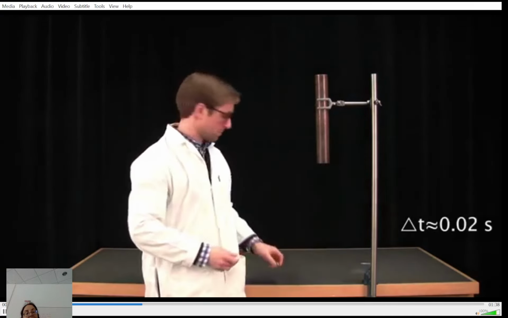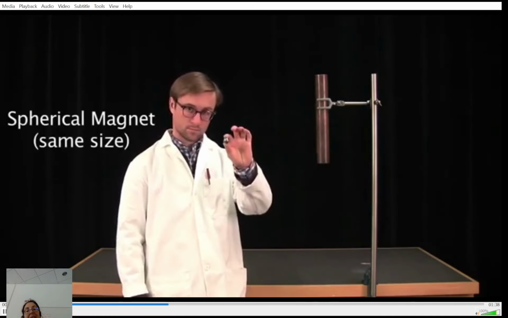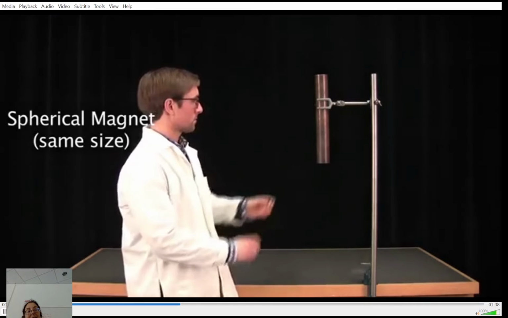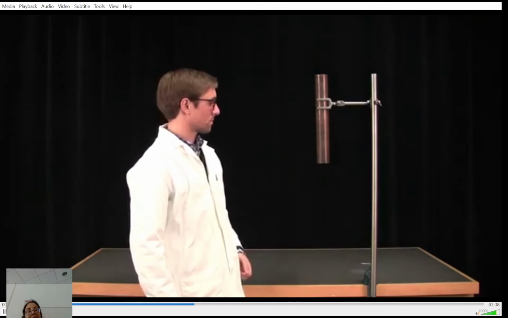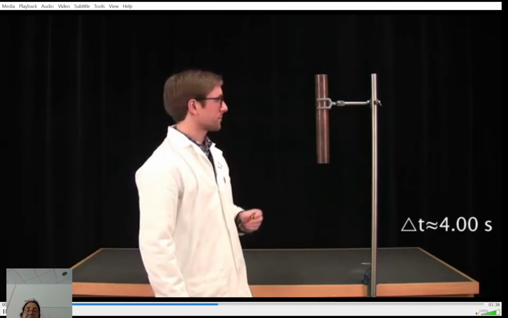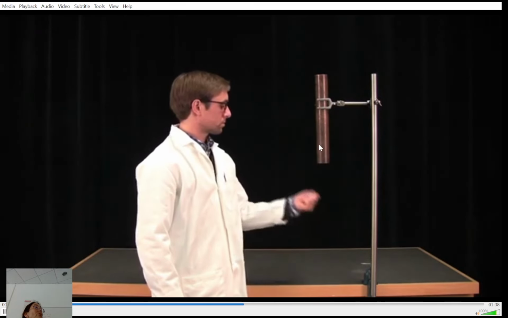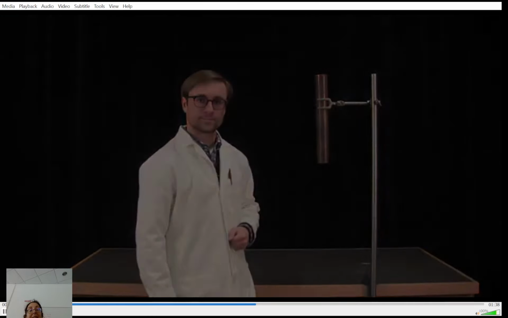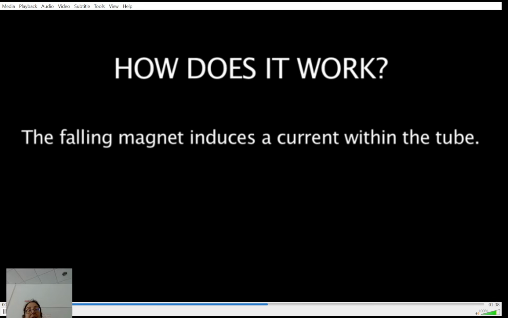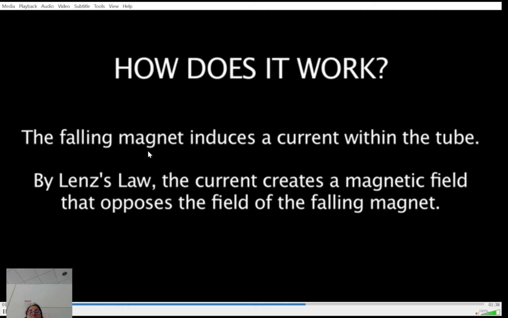So it's not a magnet. Okay, so now he's going to take a neodymium magnet, same size, and then it takes forever. So that means here you're going to have induced currents, they are called eddy currents, that will slow it down. They oppose the field of the falling magnet.